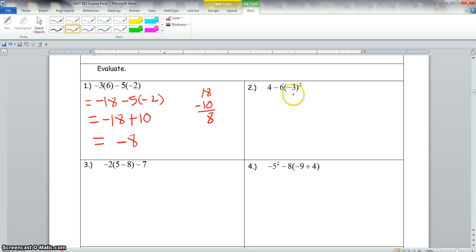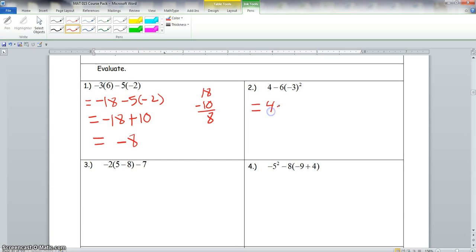Now we go here to number 2. We look at our signs again. Well, first we look at this parenthesis. We cannot do anything inside of it. So now we look at our operations again. So we have subtraction, multiplication, exponent. So we know we would do the exponent first.